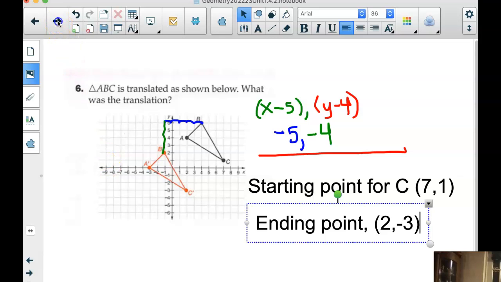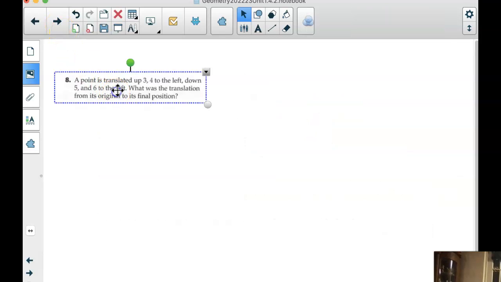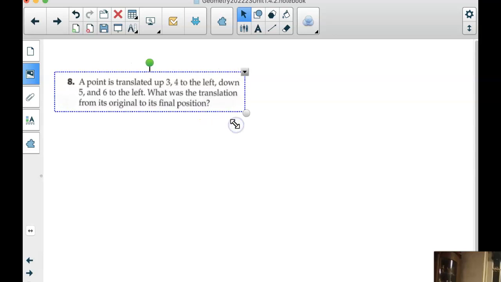All right, let's see. A point is translated up 3, 4 to the left, down 5, 6 to the left. What's the translation from its original position? I'm going to leave you to figure that out. Pause the video and figure it out and come back when you're done.